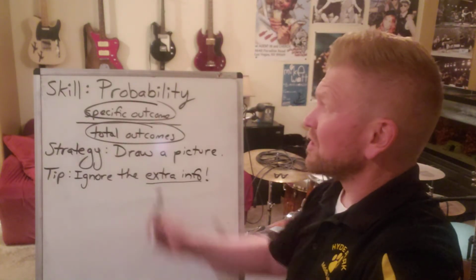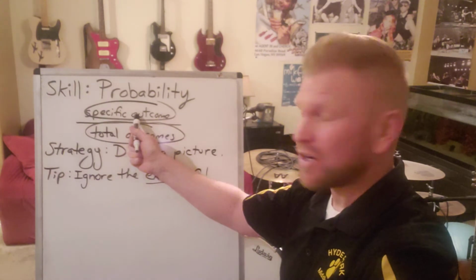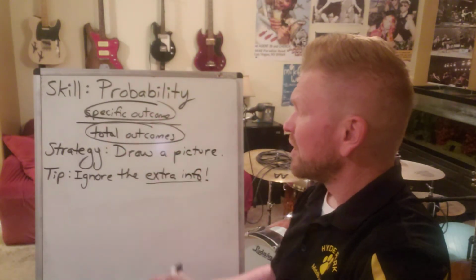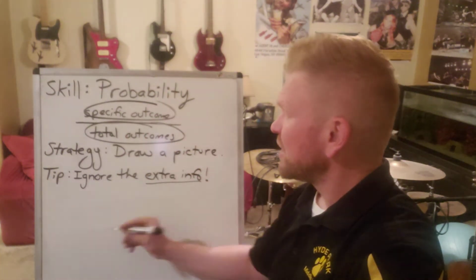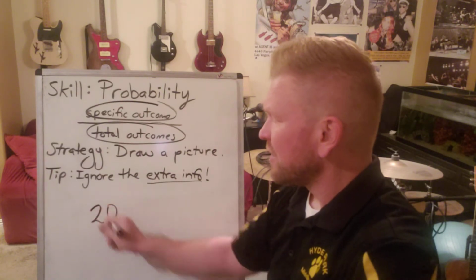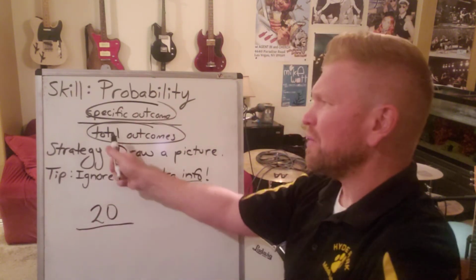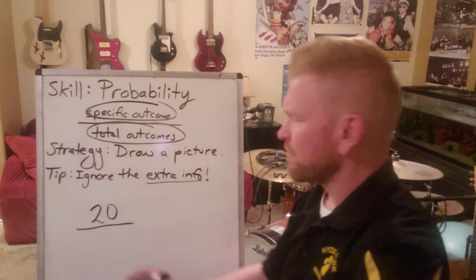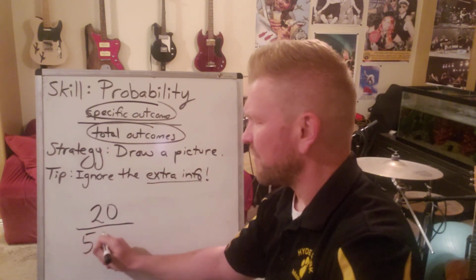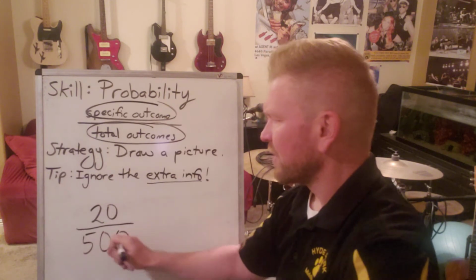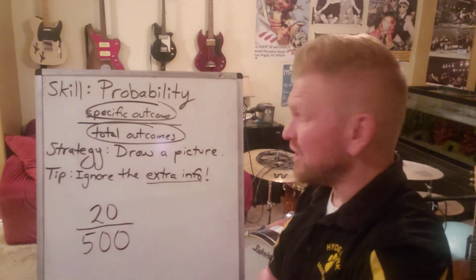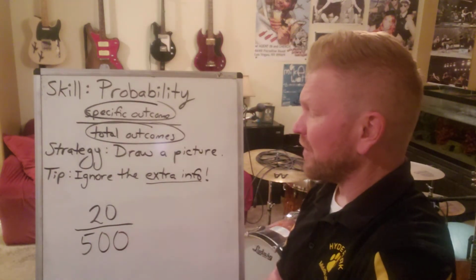But let's say the specific outcome, how many of the pages are actually in chapter 12? So all the chapters have 20 pages, so there's 20 different pages that I could open up to that would be chapter 12. Out of how many total pages for the whole book? And it told us the whole book had 500 pages. Okay, so we could say that the answer is 20 out of 500.